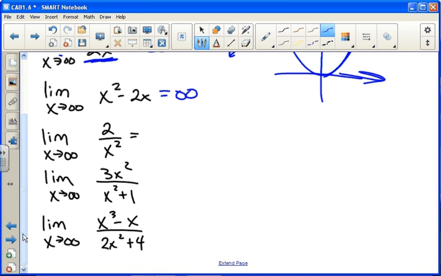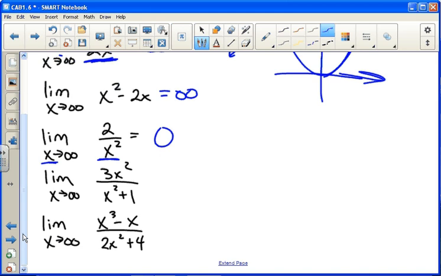grow and grow and grow and grow. So the top stays the same while the bottom grows huge. Well, if the bottom of a fraction just gets bigger and bigger, then the fraction as a whole gets smaller and smaller and heads toward 0. So anytime the top is small and the bottom is getting bigger and bigger and bigger, your answer is going to be 0.